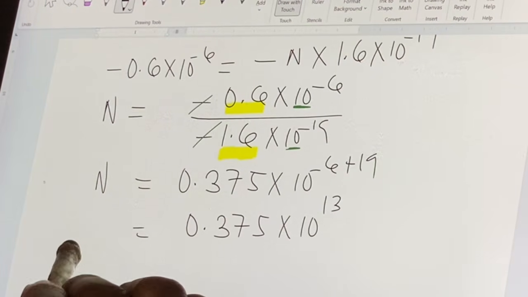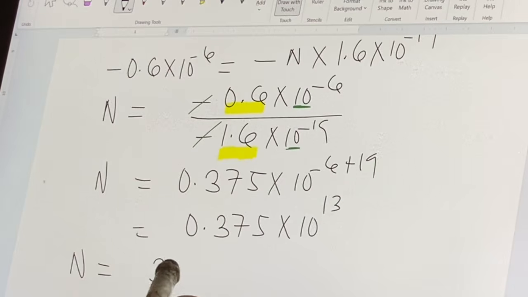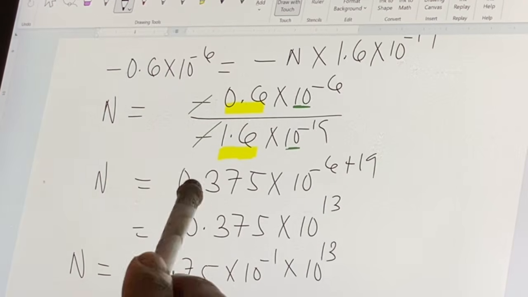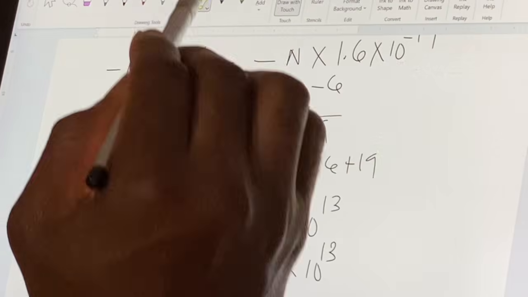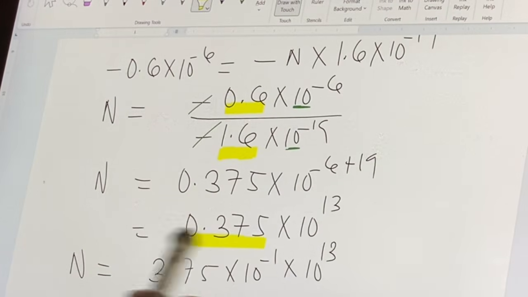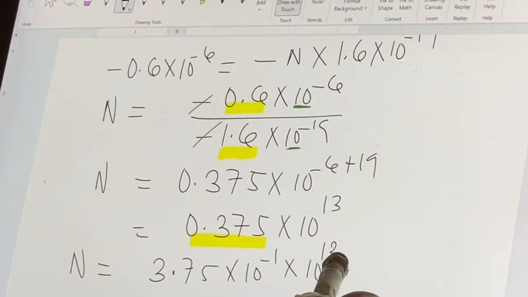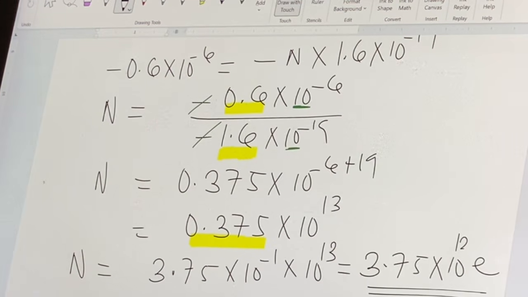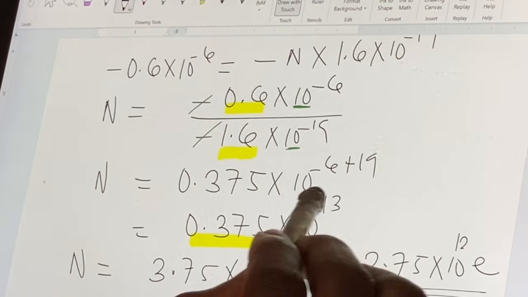So expressing everything here in standard form, I will have 3.75 times 10 raised to the power of minus 1 times 10 raised to the power of 13. Okay, the 10 raised to the power minus 1 is gotten from making this to be in standard form. Please take note. So minus 1 plus 13 will give us 12. So our last answer here will be equal to 3.75 times 10 raised to the power of 12 electrons. Okay, so this is the number of electrons in the charge. So the option here is D.